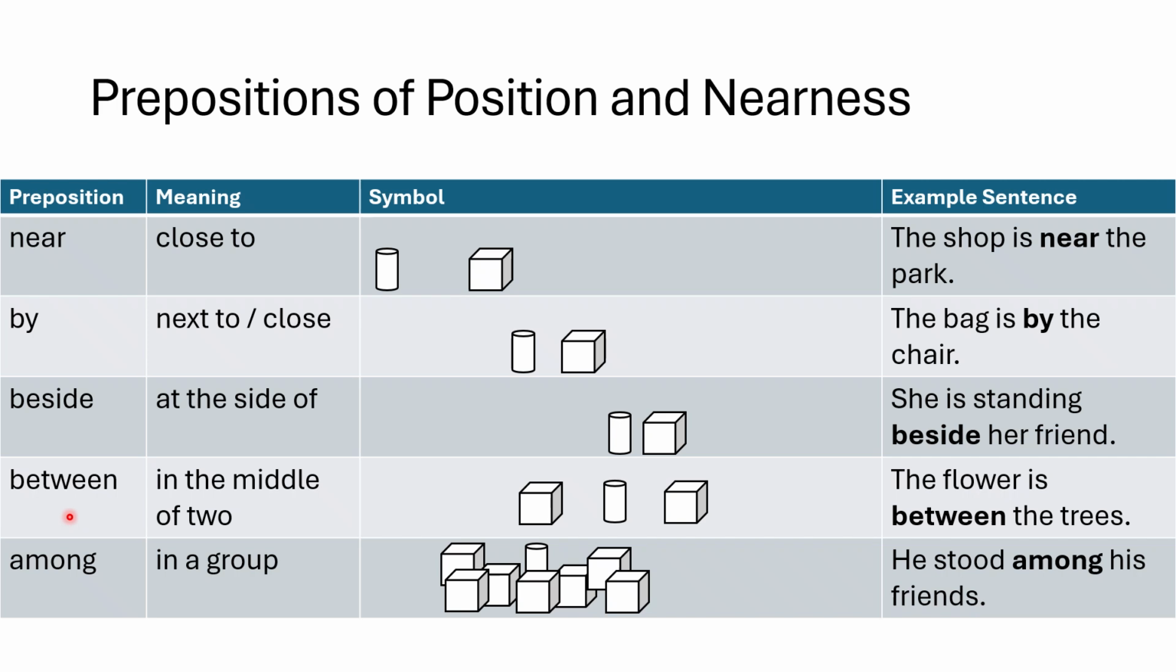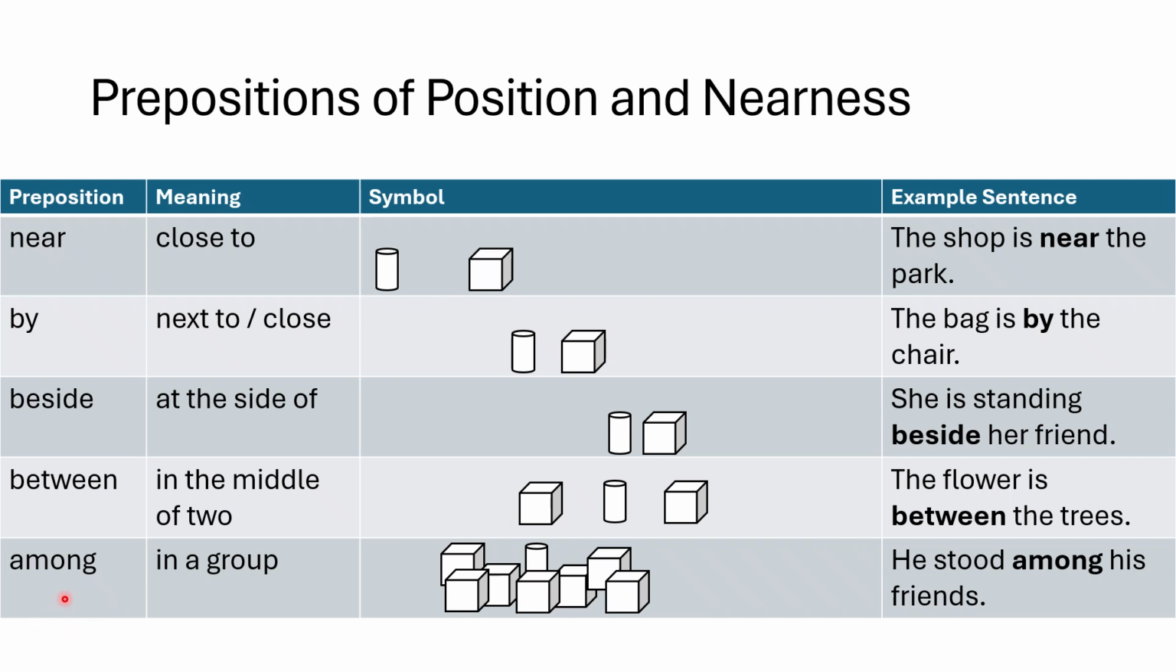The preposition between means in the middle of two. This symbol illustrates the cylinder between the two boxes. Listen to the example sentence. The flower is between the trees.